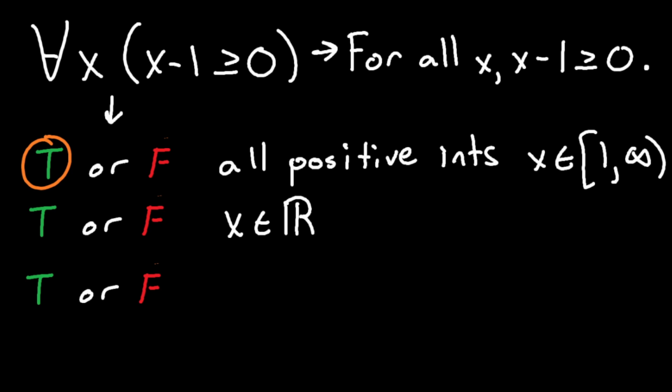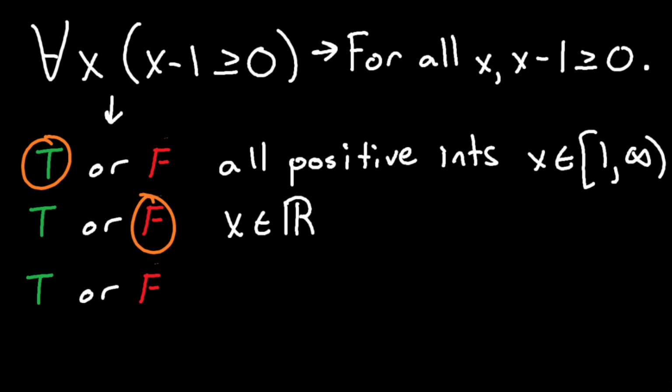Hopefully you guys can already tell this, but yes, this is false. That's because of a negative number, like, I don't know, -1. -1 minus 1 is equal to -2. -2 is clearly not greater than or equal to 0. And -1 is included in the real numbers, therefore this is false.